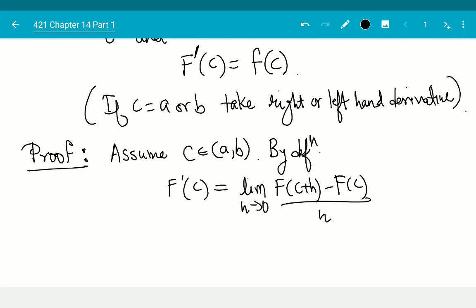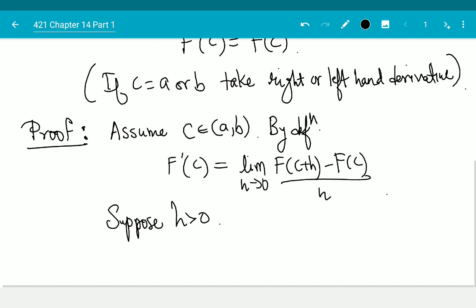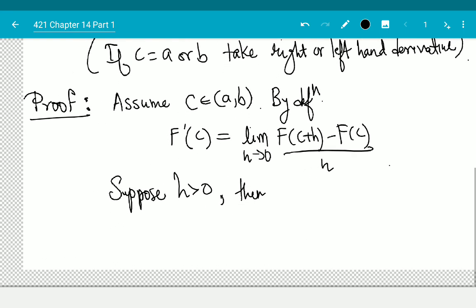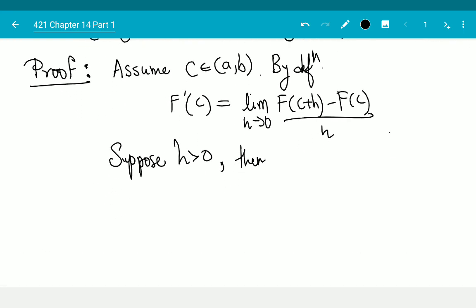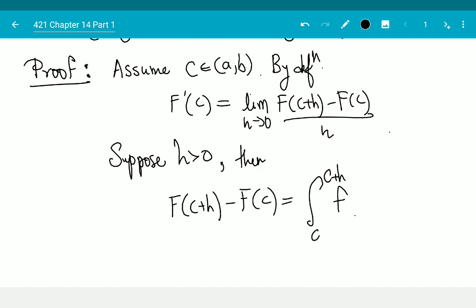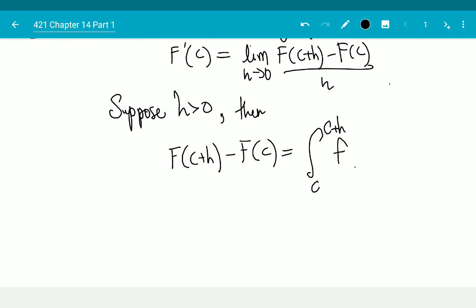Right? Now, first, suppose h is greater than 0. We'll consider two cases. h is greater than 0, h is less than 0. Right? Then what do we get? Then c plus h is greater than c, and so F of c plus h minus F of c, well, this by definition would be the integral from c to c plus h of f, right? But what is the integral from c to c plus h of f? Well, here's how we do it.